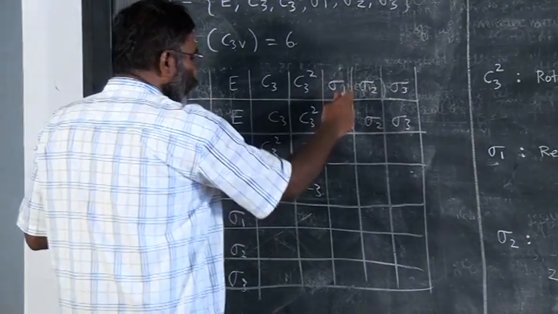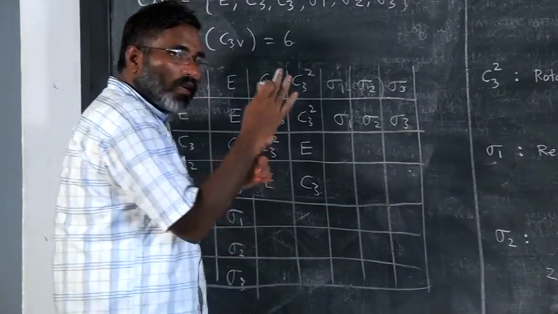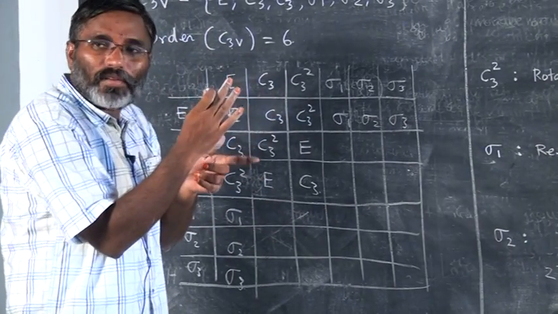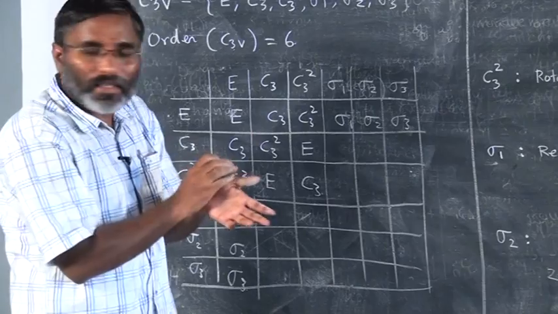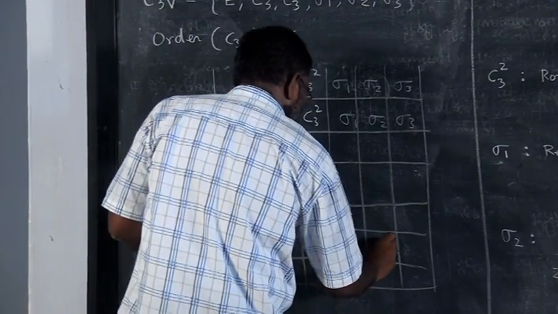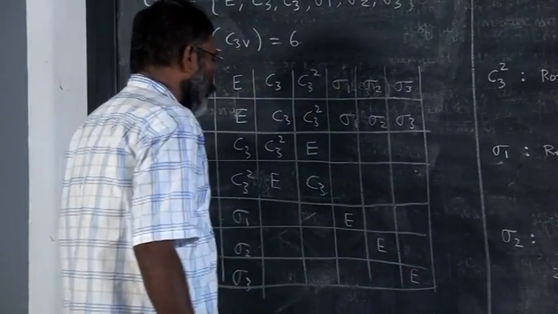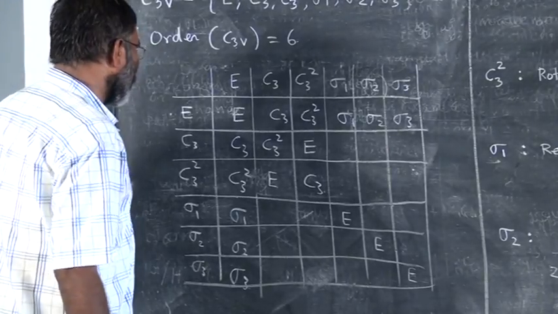Similarly, sigma 1, what will that be? Sigma 1 is a reflection. If you reflect 2 times, you will get back to the identity. So, sigma 1 squared is identity, sigma 2 squared is identity, sigma 3 squared is also identity. Okay, we can fill that one.